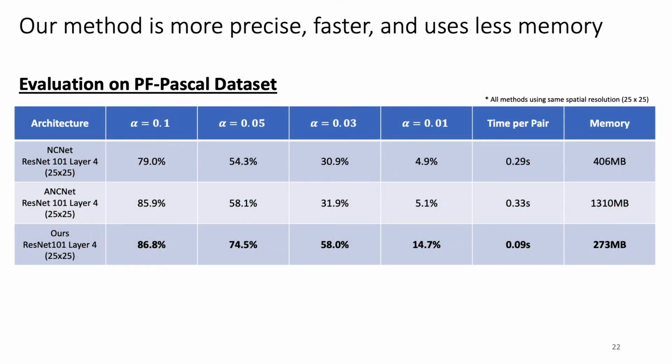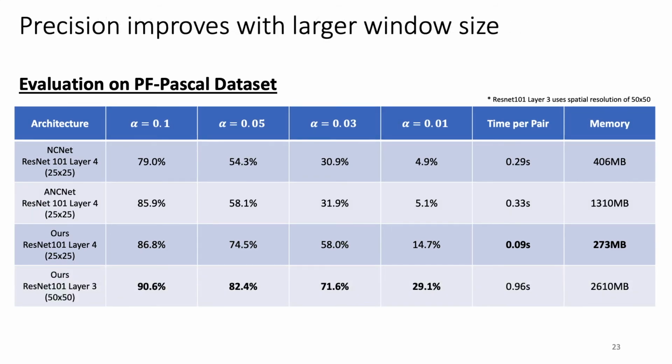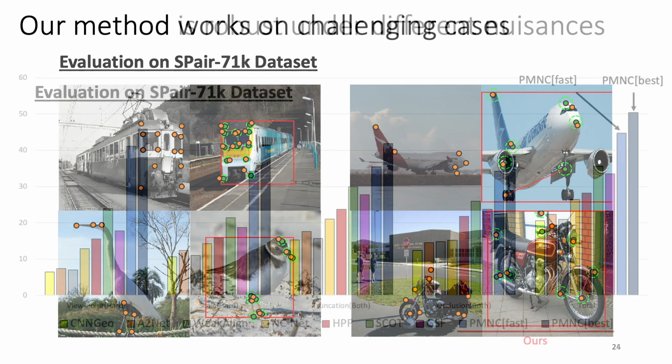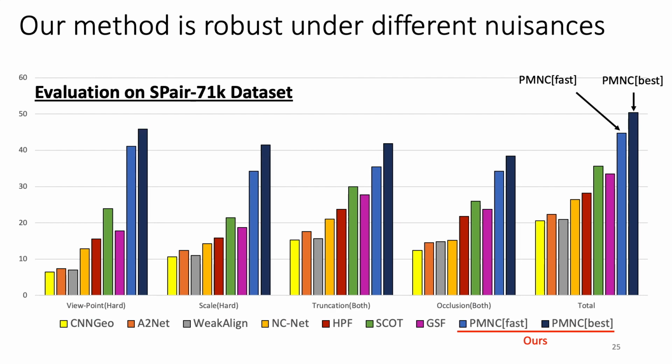Compared to the baselines, our method is faster, uses less memory, and localizes key points more accurately over all alpha thresholds. We also show that increasing the spatial resolution allows higher accuracy at the cost of longer processing time and larger memory usage. These are examples from the more challenging SPair-71k dataset that contain larger viewpoint and scale variations. We show that our method works robustly under these challenging cases. Moreover, we analyze the evaluation per nuisance and show that our method performs better than the baseline method by a significant margin.